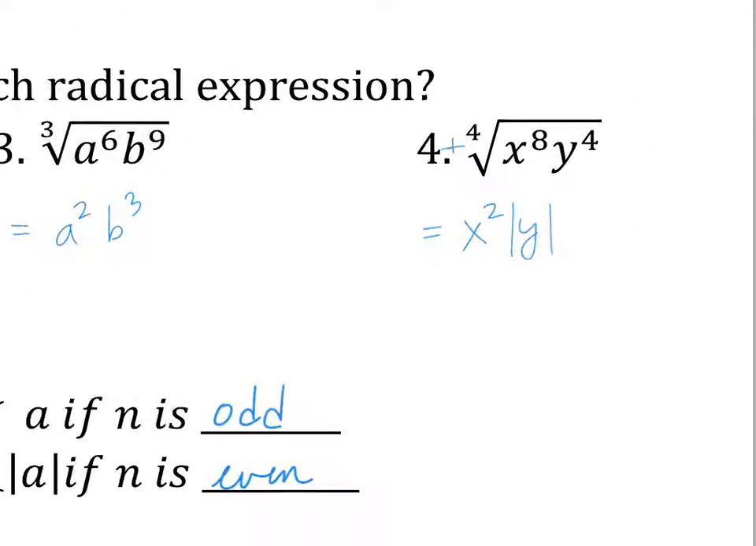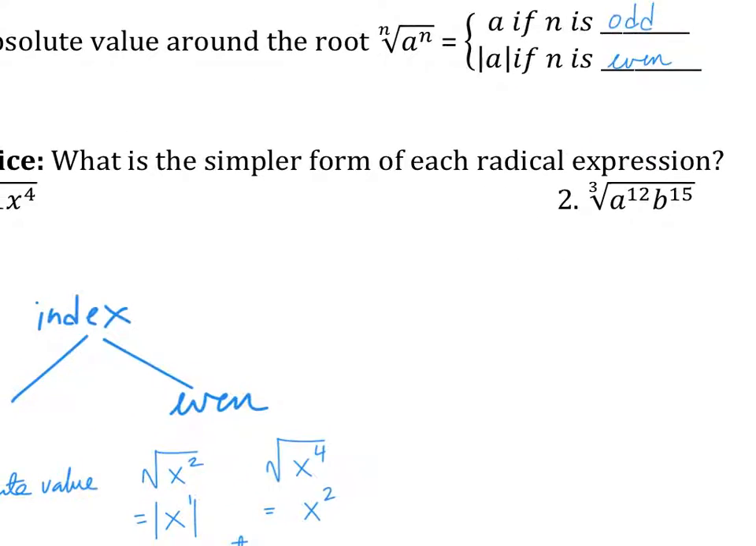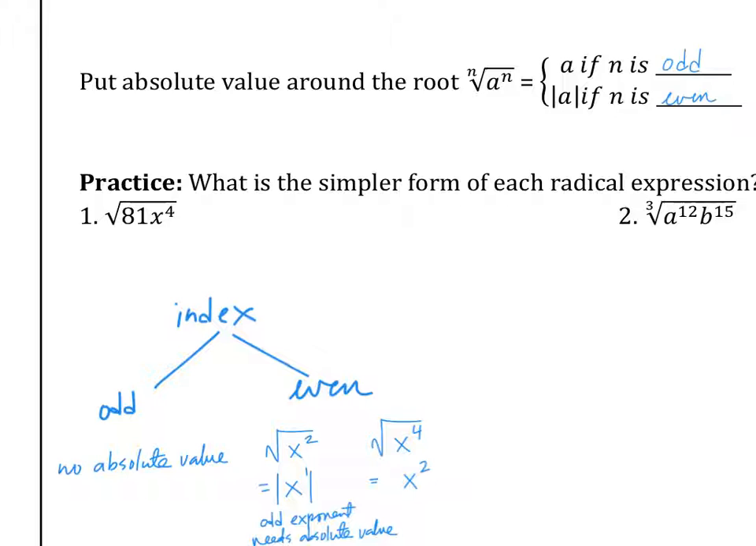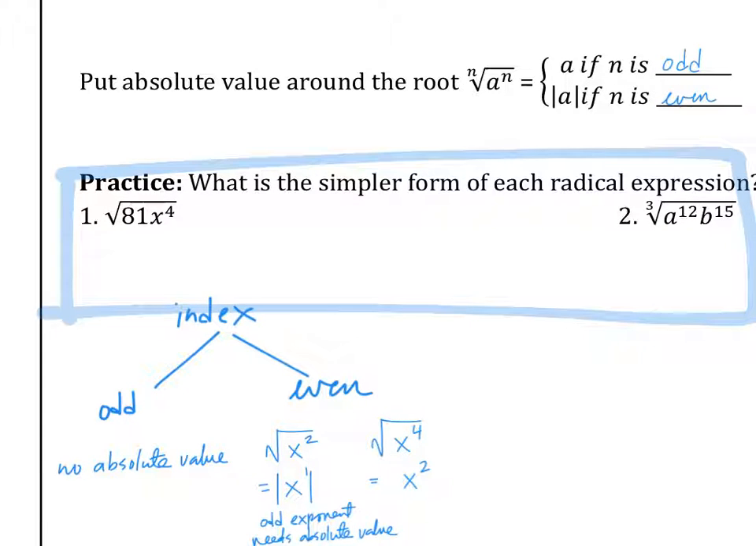Okay, let's have you try 1 and 2. Number 1, what is the answer? 9x squared. Does it need an absolute value? No. Okay, number 2, what is the answer? A to the 4th, B to the 5th. Does it need an absolute value?